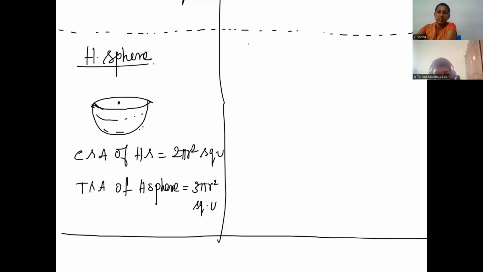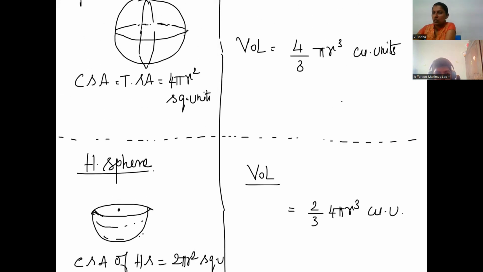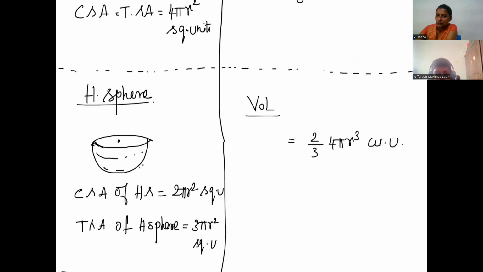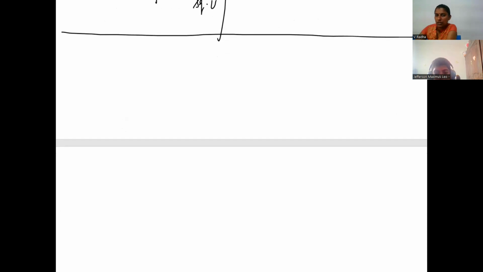Okay, ma'am. And here we also have a volume. Volume is the capacity of the bowl. Capacity only. So volume is equal to 2/3 pi r cube cubic units. The full sphere is 4/3 pi r cube, so half means 2/3. That's half of the full. Okay, please tell the next shape.